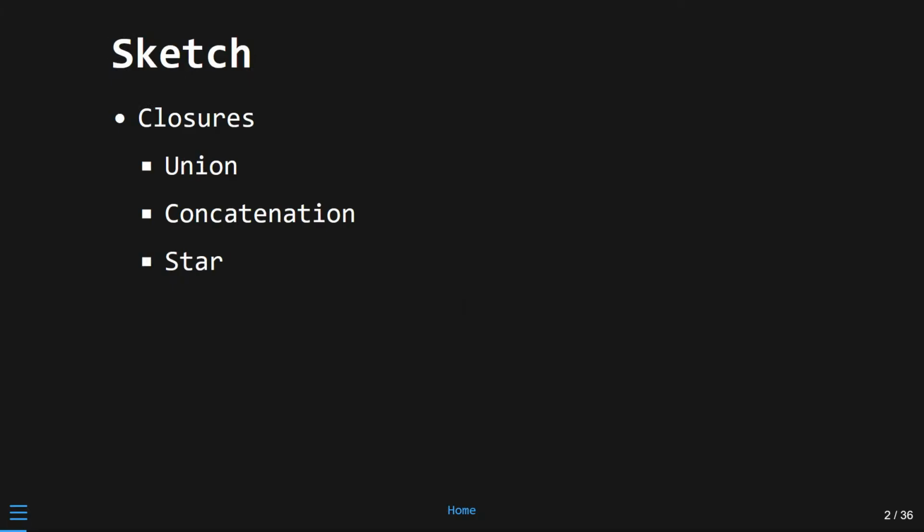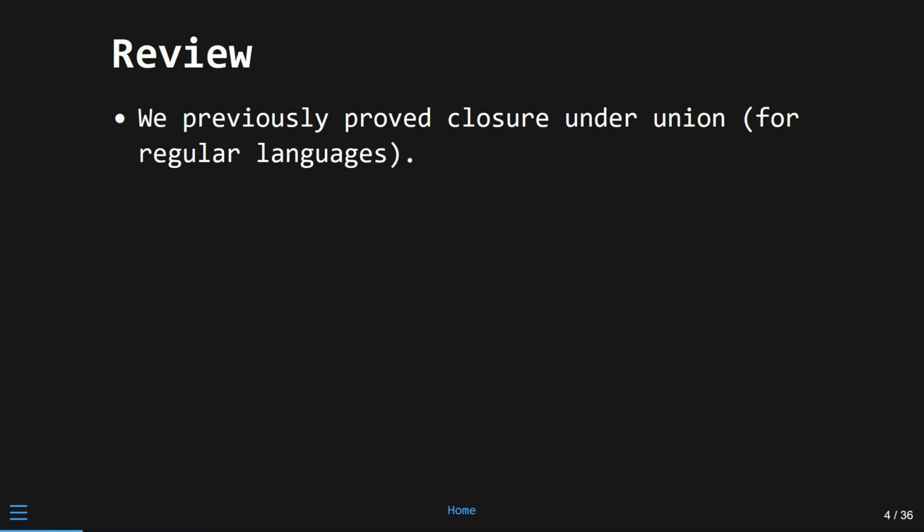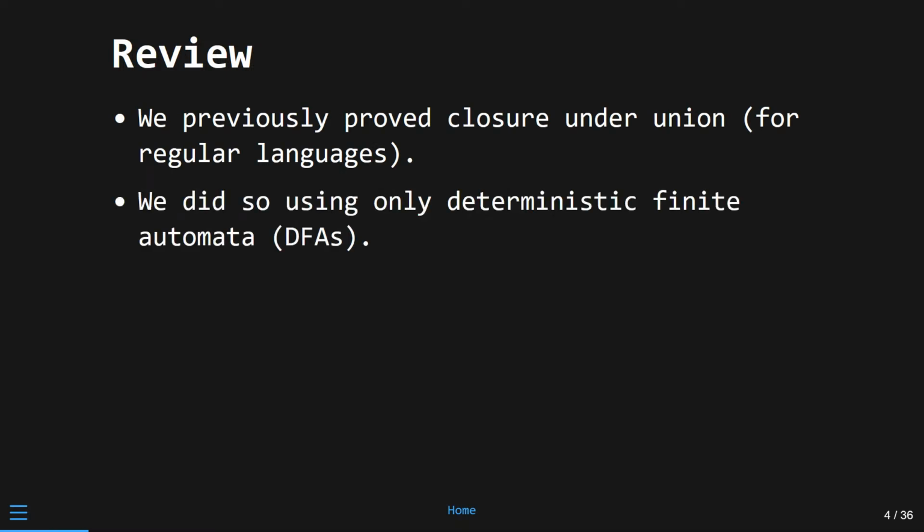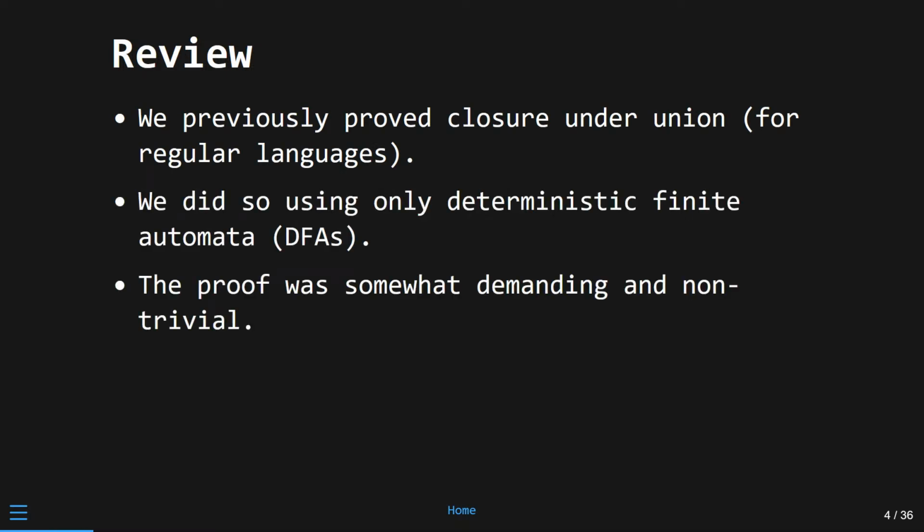Okay. So we already did union, and we did it with DFAs. But you remember that proof, right? We took the two DFAs, we made the pairs of all of their states, and then we had this annoying thing with the accepting state that actually happened to look a lot like an NFA. Let's just use an NFA for that.